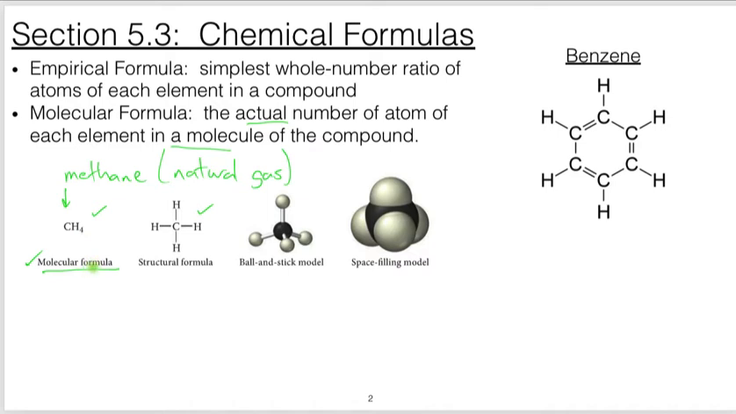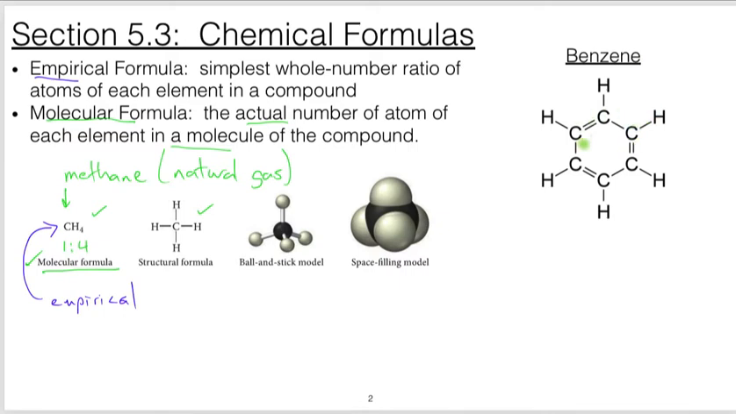But as it turns out, notice that this is as simple a ratio as you can get between that carbon and that hydrogen for that formula. Therefore, this is also referred to as the empirical formula. Sometimes that's just how it works, a compound just happens to have its molecular formula and empirical formula being the same. Now, the other example over here, benzene, it's different.